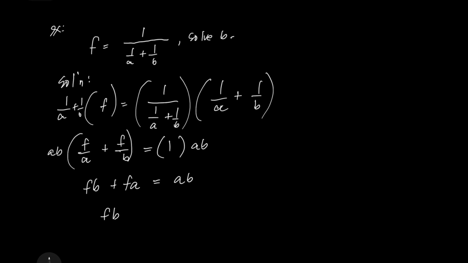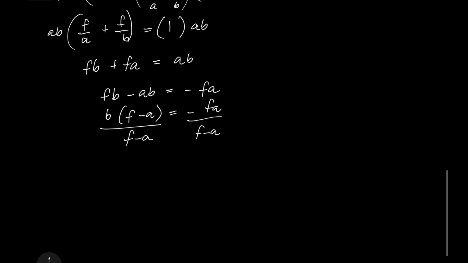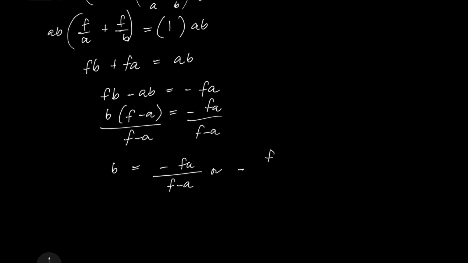Then since we are asked to solve for b, we can combine those variables with b terms. So we can combine that one on the left side. So we have fb minus ab equals negative fa, by applying the addition property of equality. Then you can factor out b on both terms. We have b times f minus a equals negative fa. Then divide f minus a on both sides. We have b equals negative fa over f minus a.